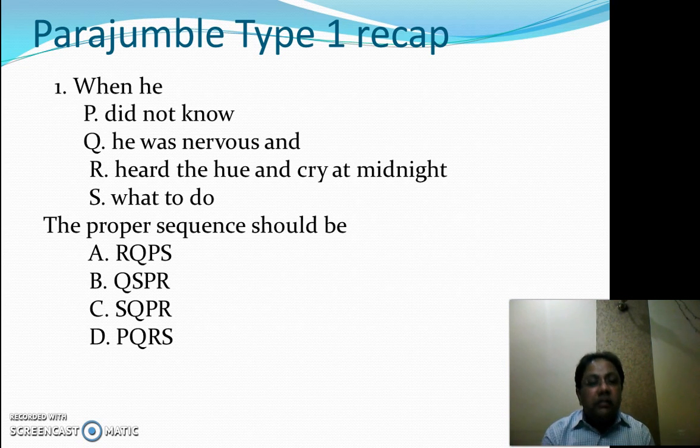That means there is some noise, there is some commotion, something has happened. So as a result, there is going to be an outcome. The outcome will be that he was nervous. So that's a human reaction. So after R you have Q. Now if you see quickly, you have already zeroed in on 2 sentences, that is R and Q. So quickly you can guess that out of A and D, A is definitely the answer. But let's be doubly sure.